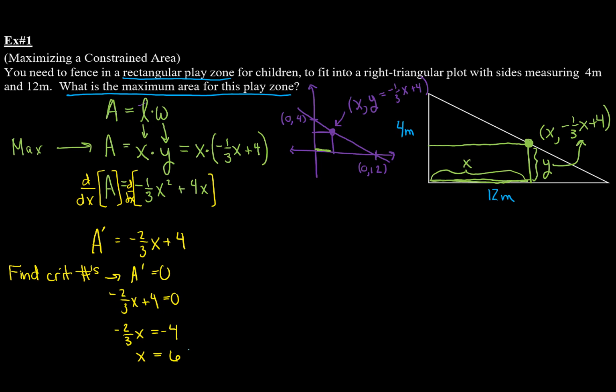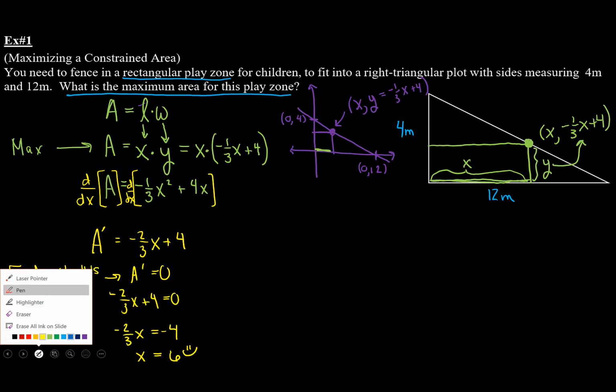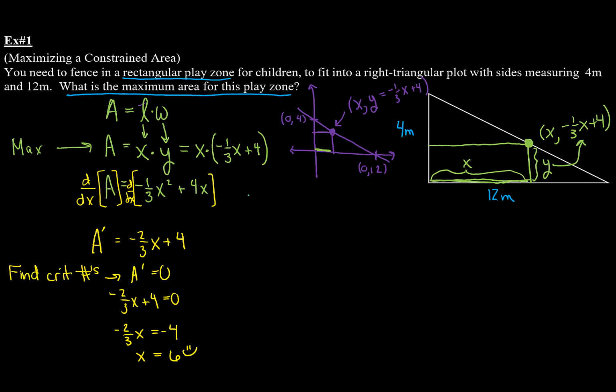All right, so this is a possible critical number. But I haven't found my endpoints yet, and I need to do that. So let's look at the domain and endpoints.